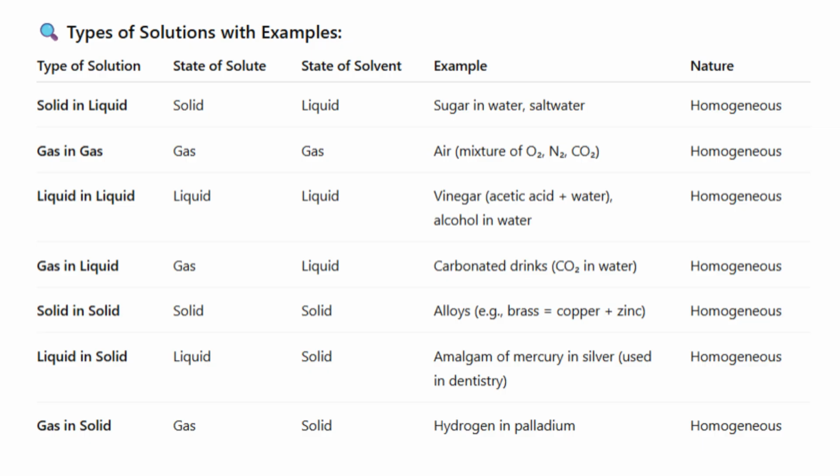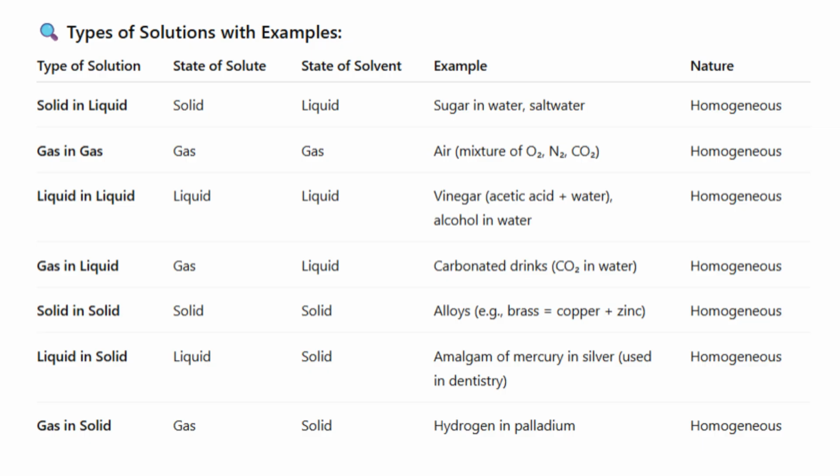3. Liquid in liquid. When two liquids are mixed and form a single phase, the solution is homogeneous. Example: vinegar, which is acetic acid in water, or alcohol mixed in water. 4. Gas in liquid. A gas can also dissolve in a liquid under pressure to form a homogeneous solution. Example: carbonated drinks like soda, where carbon dioxide is dissolved in water.